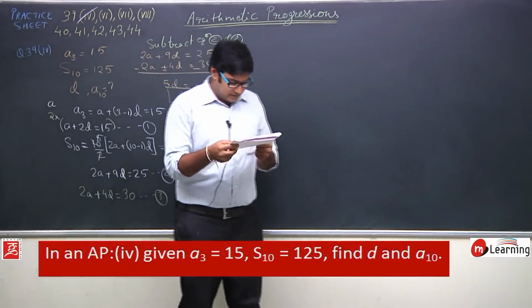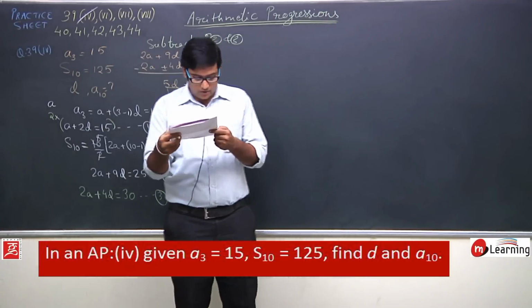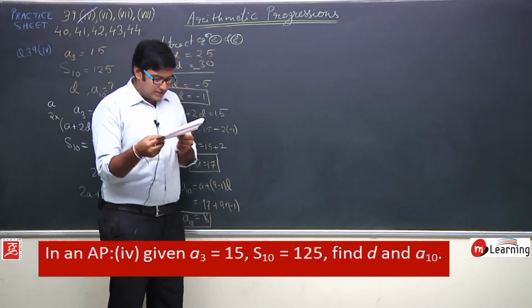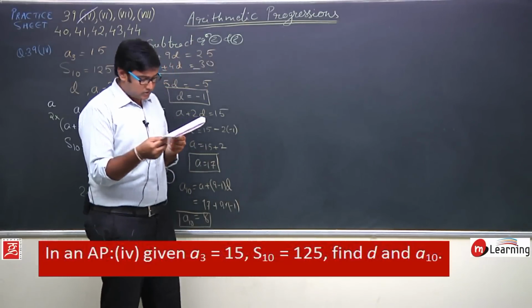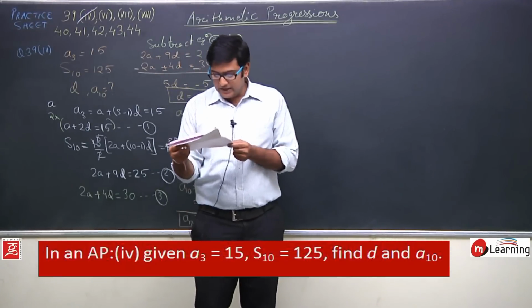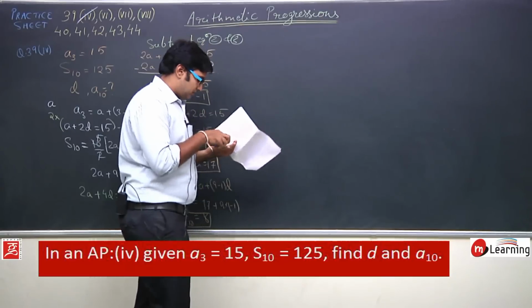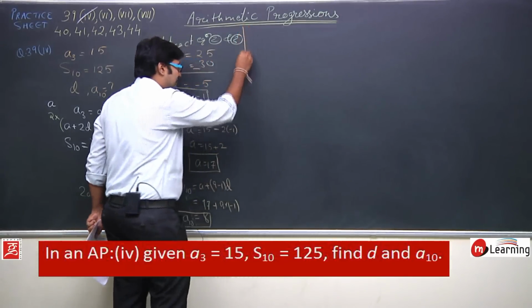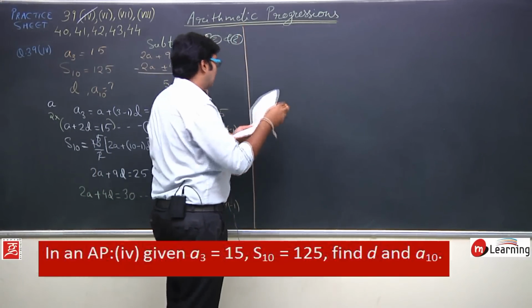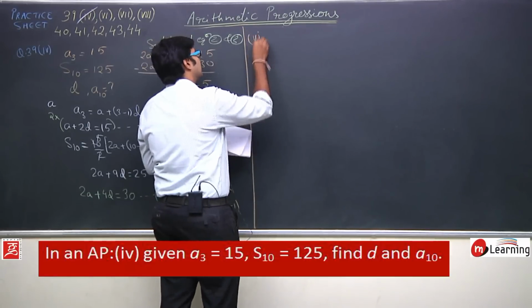Then let us discuss the sixth part of question number 39. The sixth part says given A is equal to 2, D is equal to 8 and Sn is equal to 90. Find N and An. So first of all, we have to find the value of N. This is the sixth part.